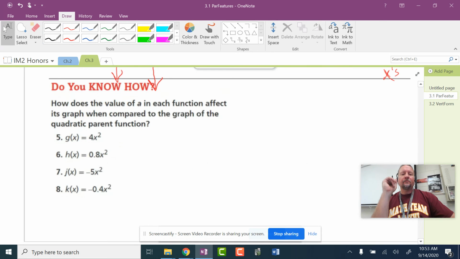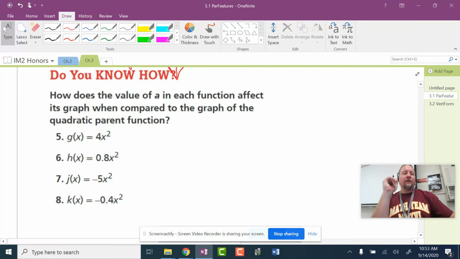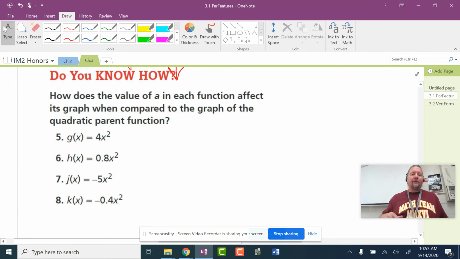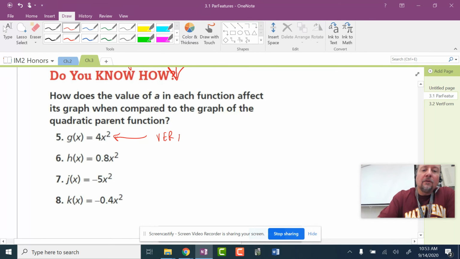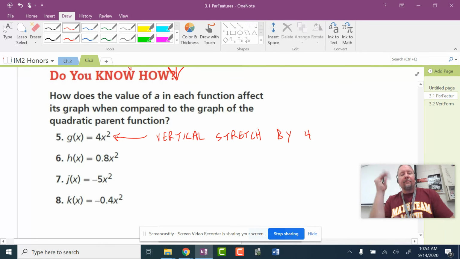Okay, so I pulled this out of your workbook. Don't bother grabbing it out. I just wanted you to know how the 3-1 assignment is actually really basic and simple. These are most of the questions. How does the value of a in each function affect the graph when compared to the parent? All you would say is that this is a vertical stretch by a factor of 4.